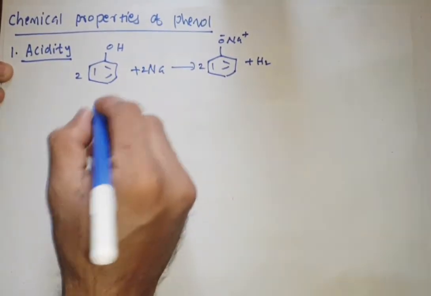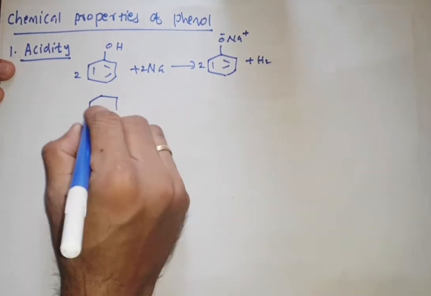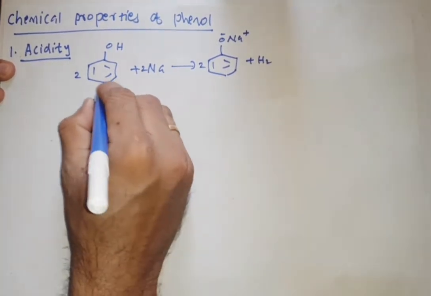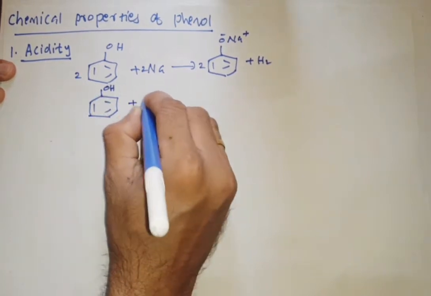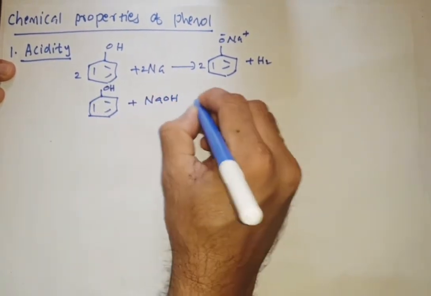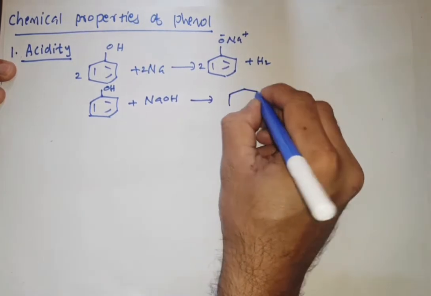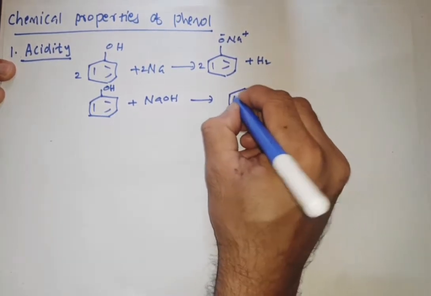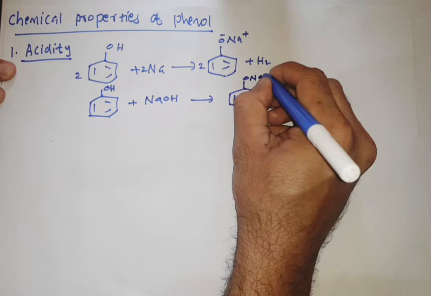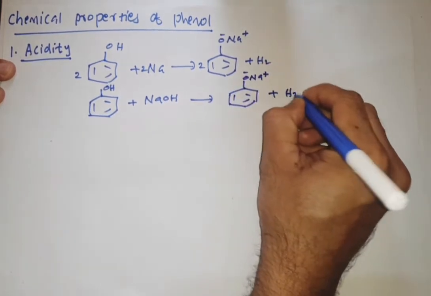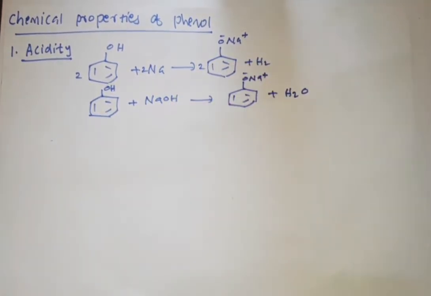Similarly, these phenols can react with aqueous alkalis like sodium hydroxide to also form salt, sodium phenoxide. These two reactions indicate the acidic nature of phenol.